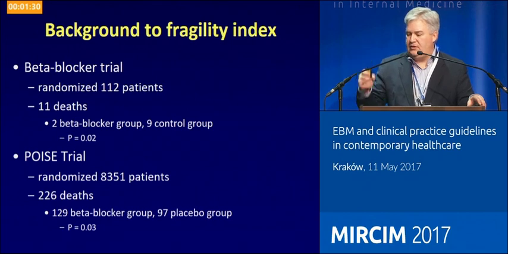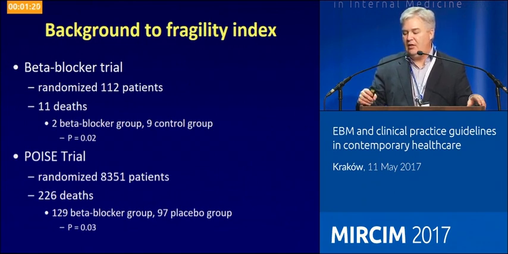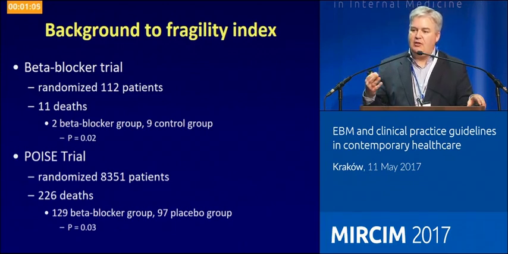Gordon, Victor, myself, and many other people around the world undertook a trial called the POISE trial. In this trial, we randomized 8,351 patients, and there were 226 deaths. But in this trial, 129 people died who had a beta blocker, whereas only 97 died who had placebo. The p-value was 0.03.